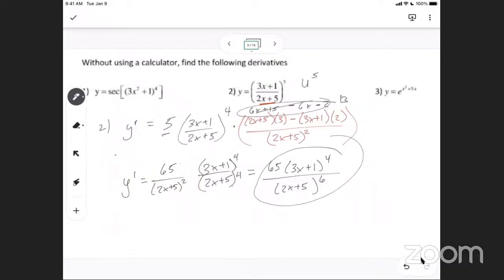What he got was 5 parentheses 3x plus 1 to the 4th power times 13 and 2x plus 5 to the cubed. So basically, yeah. Wait, no, but you just said cubed. I think he's missed something. There's something different on the bottom. I can see the 65 because it's the 5 times 13. What are you telling me that his answer was?